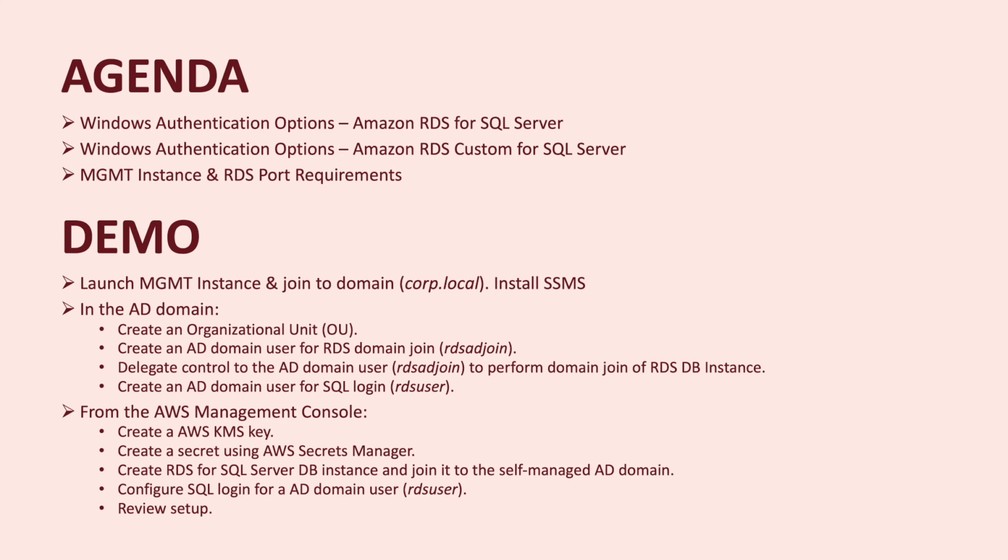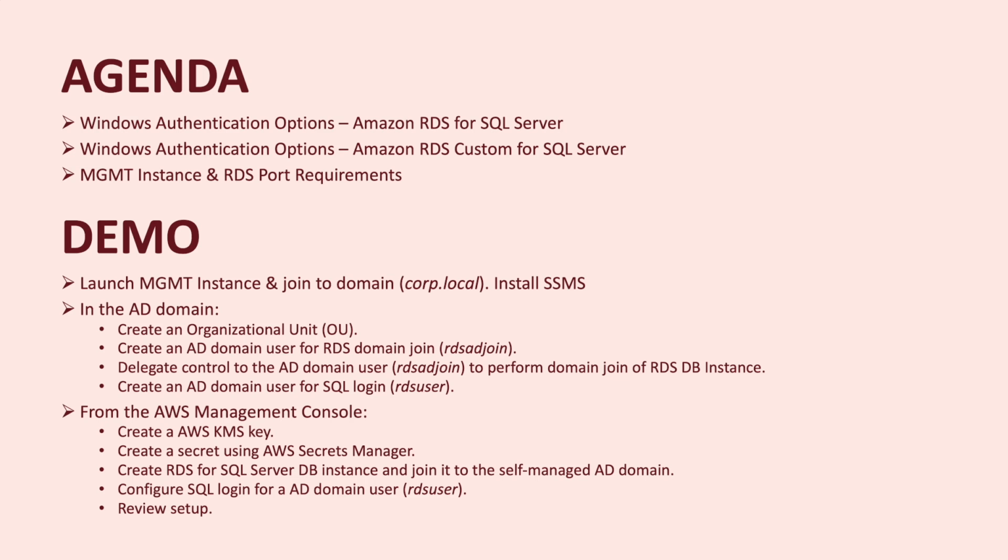We'll first cover the Windows Authentication options that are available for Amazon RDS for SQL Server. We'll then look into the Windows Authentication options for Amazon RDS Custom for SQL Server. We'll look into the Management Instance and Amazon RDS Instance port requirements. For this demo, our domain is corp.local. We will launch the Management Instance and join it to the domain.